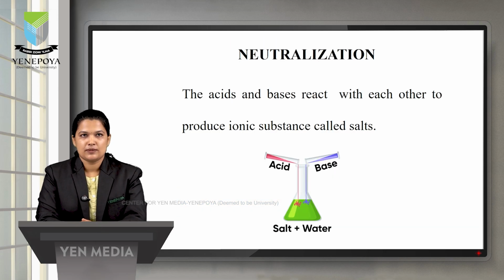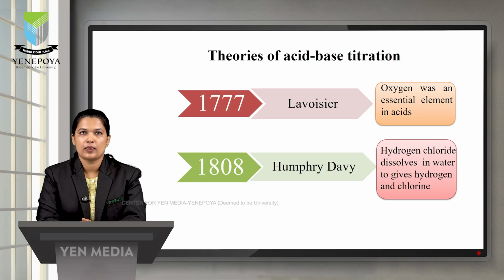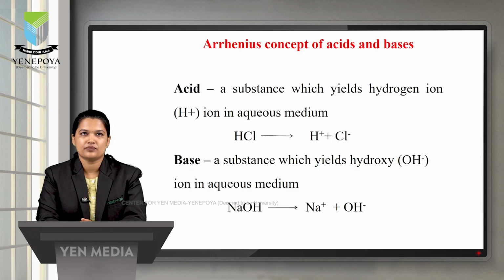Neutralization is a process in which acid and bases react with each other to produce an ionic substance called salt. The process is known as neutralization. These are the theories of acid-base titration. In 1777, Lavoisier proposed that oxygen was an essential element in acids, and after that in 1808, Humphry Davy suggested that hydrogen chloride dissolves in water to give hydrogen and chlorine. After that, three concepts arrived.